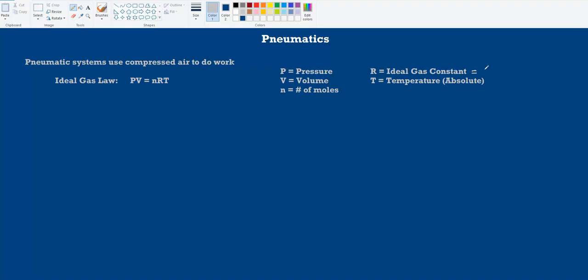And so in this case, the ideal gas constant is 8.314 joules per mole per Kelvin. And this equation is really all you need to understand how pneumatic systems work. But I actually prefer the equation written a different way. And so let's go ahead and write out the equation. PV equals nRT. But let's instead put temperature on the other side of the equation.